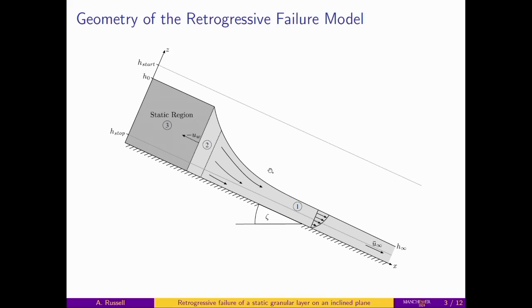So this is the geometry we're going to use for this model. Initially we have a static layer of given thickness H naught, so there are zero velocities in the static region. That's somewhere in between, this h_stop that was the original thickness we created it at before inclining the angle. And then downslope we're going to have a steady uniform flow of thickness H infinity and depth-averaged velocity U infinity. So in order to model both the static material and flowing material at the same time, we're going to have to use a hysteretic friction law.